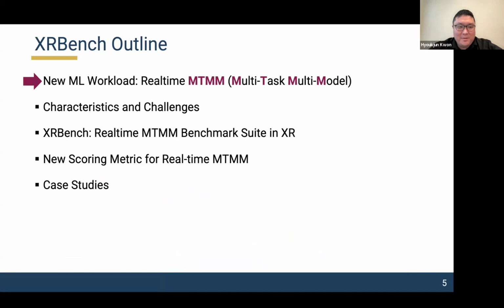For the workload part, I will talk about a new class of machine learning workload, which we named real-time multitask multimodal.